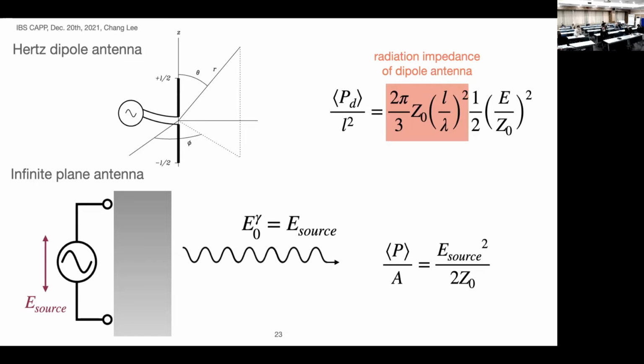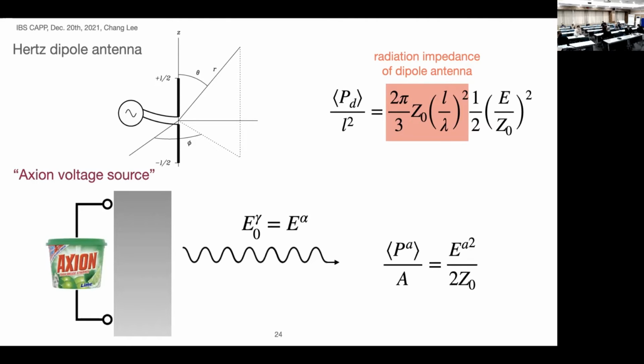And again, this looks really complicated, but this is only because of the geometry. If you think about a simpler geometry, for example, an infinite plane antenna, this is simpler. If you stack an infinite number of dipole antennas, both horizontal and vertical, you can create a plane wave, just drive it with an electric field E source. Then you radiate into gamma, and the power you radiate is simply E source squared over 2 times the free space impedance. Now, the free space impedance is 377 ohm.